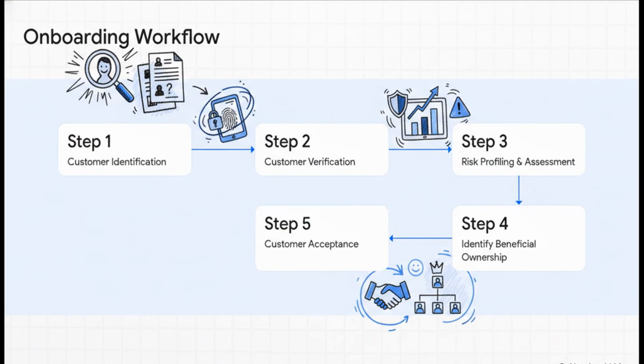Okay, so here it is, the core 5-step workflow. This is our roadmap for the rest of this explainer. We're going to really zero in on these first few crucial stages: identification, verification, and risk assessment, which, by the way, also includes figuring out who the beneficial owners are. Let's start with that first piece of the puzzle.